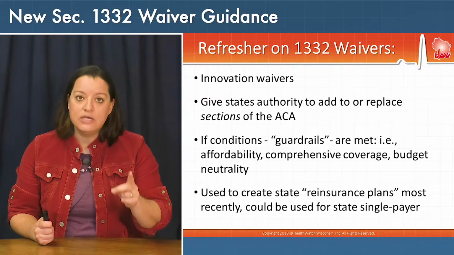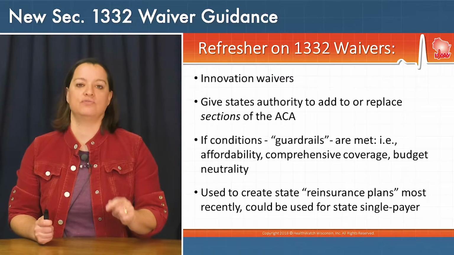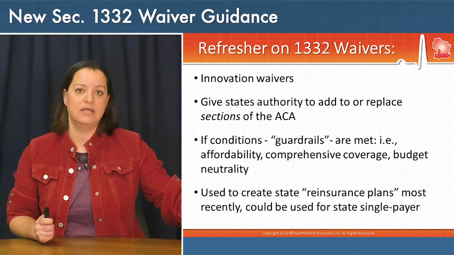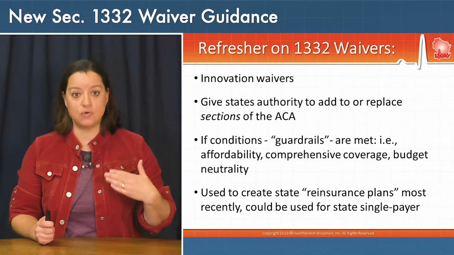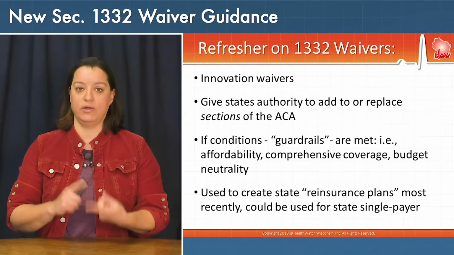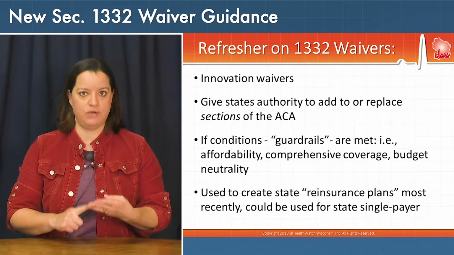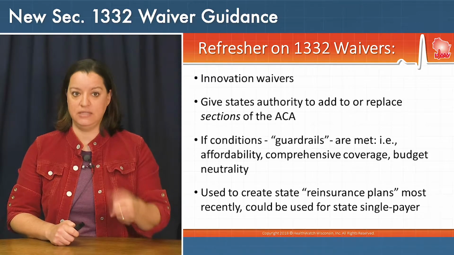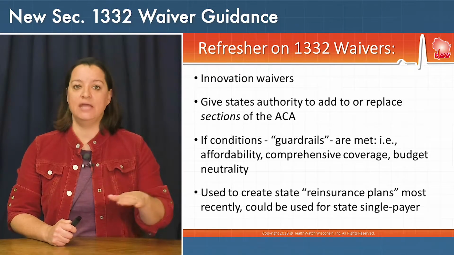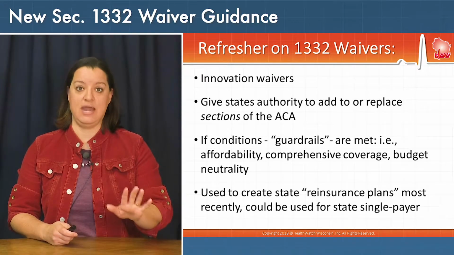It only could happen if conditions were met. And the word guardrail appears for the first time when you're talking about conditions that have to be in place to protect the intent of the legislation. And so guardrails that have to be met if you're going to do a 1332 waiver are the guardrails of affordability of coverage, comprehensiveness of coverage, and budget neutrality. You can do an innovation waiver, but your coverage has to remain affordable, it has to be comprehensive coverage, and you have to be budget neutral when you do that. That's the way that 1332 works now.